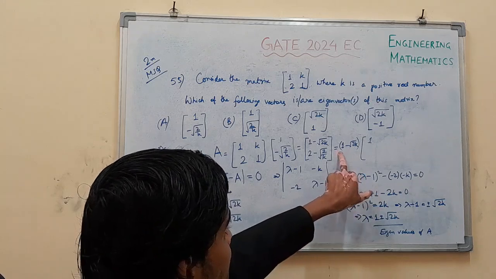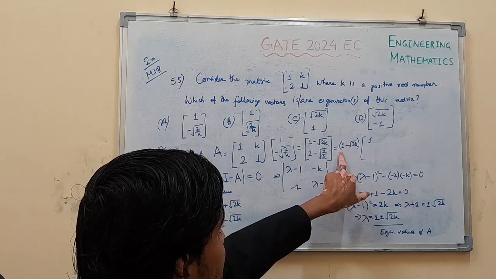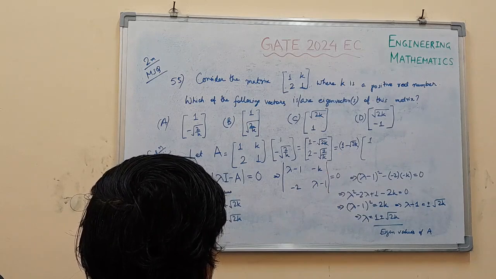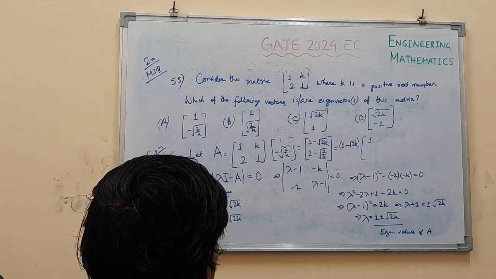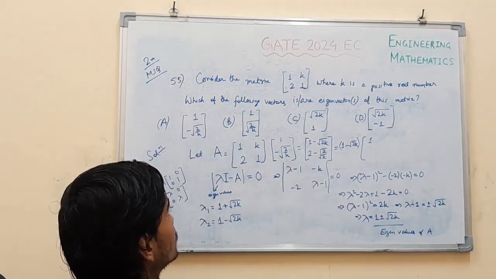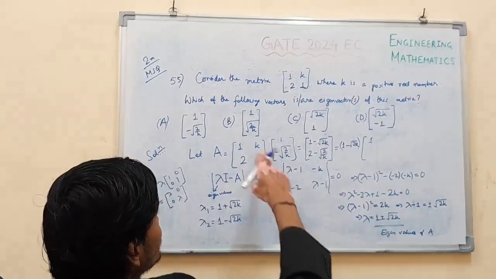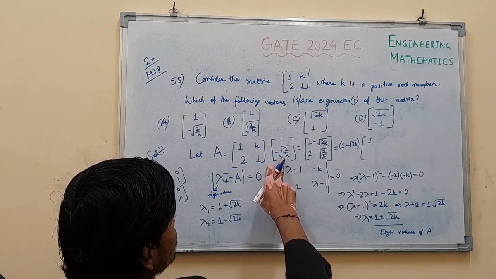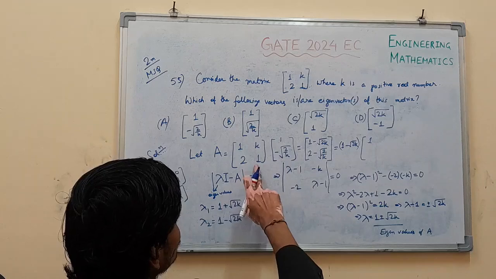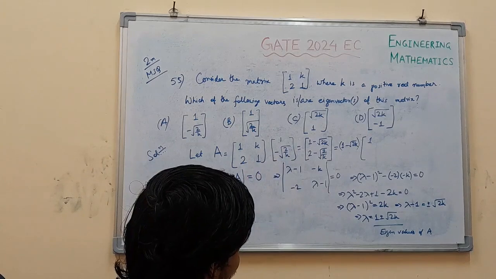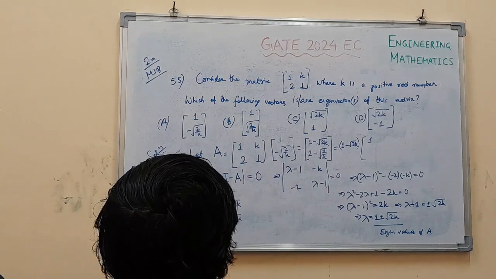We get 1 here, right? A into this matrix eigenvector, okay, 1 minus root 2k, 2 minus 2 root 2 by k.